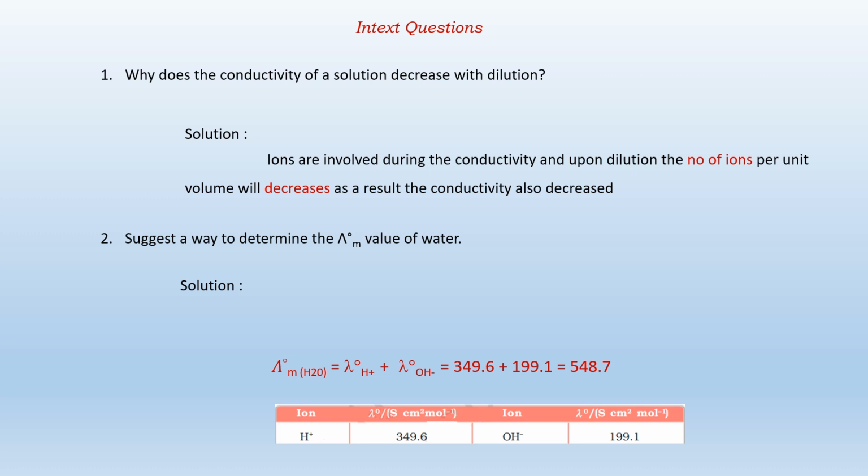That was the answer. Suggest a way to determine the lambda naught m value of water. It is a very simple question, because water will split into an H plus ion and an OH minus ion. And you know the limiting molar conductivity is the sum of the individual contributions of the limiting molar conductivity of each ion. That is, the lambda naught value of H plus ion plus the lambda naught value of OH minus ion will give the resultant value. Just add the limiting molar conductivity of H plus ion and the limiting molar conductivity of OH minus ion, which is given in the table.